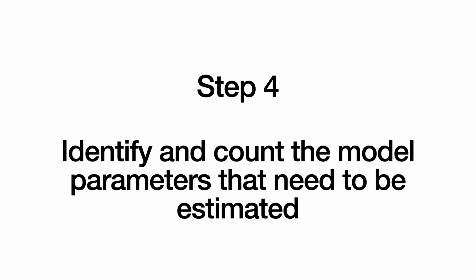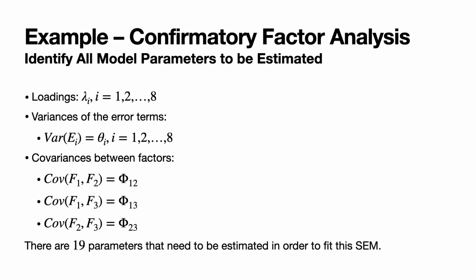Next, in step 4, we identify and count the model parameters that need to be estimated. So first, we have the loadings, the lambda sub i's, which are the coefficients in those regression type relationships relating the manifest variables to their factors. And so we have 8 parameters there. We also have the variances of the error terms, the variance of E sub i being denoted by theta sub i going from 1 to 8, and so we have 8 more parameters.